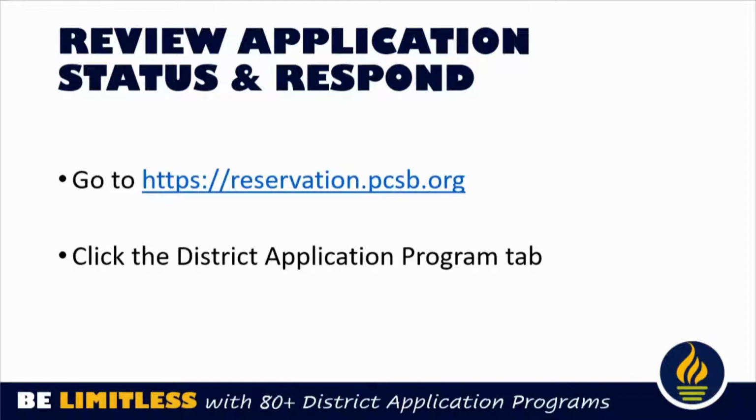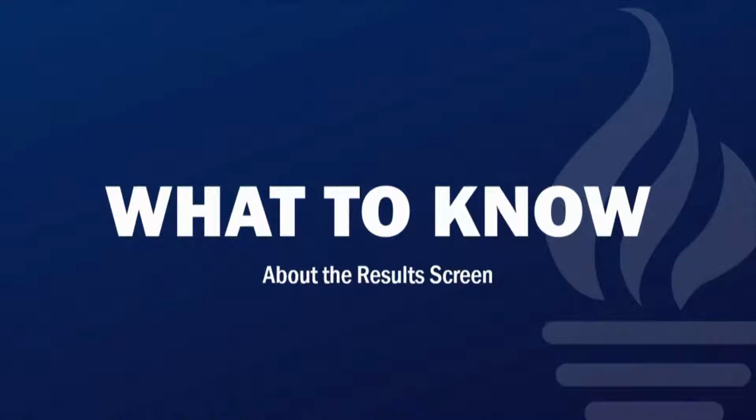The same spot where you made the application is where you're going to go to check for the acceptance. You're going to go to reservation.pcsb.org, and look for the same thing, the District Application Program tab. It's usually the top one. You click on that, and it'll get you there.